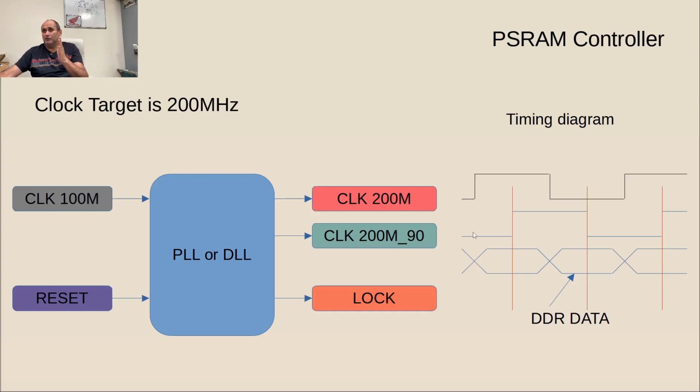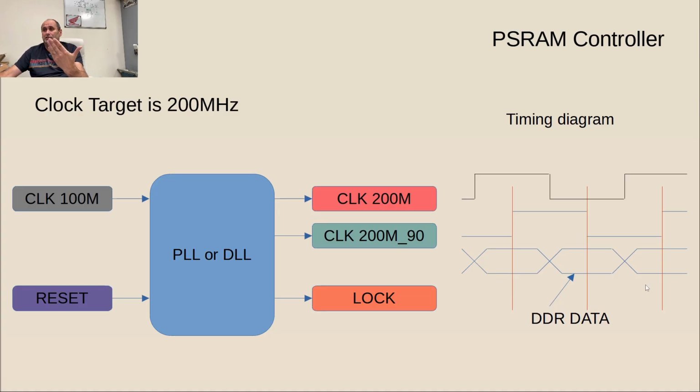Now, the memory is going to sample based on this clock, shifted by 90 degrees, in the middle, away from those transitions, in the middle of the eye. So if you want to poke somebody in the eye, just poke it properly. So you take it here in the middle of the eye.